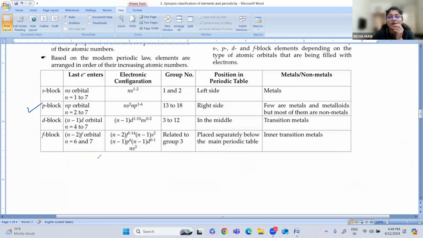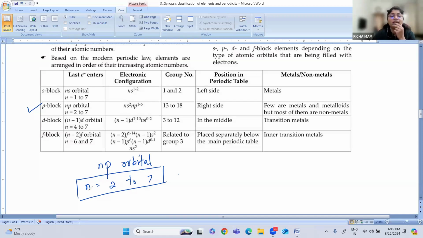P block means the last electron will enter into the p orbital, and p will start from n equals 2 to 7. Please note it down, very important. The p orbital starts from n equals 2 to 7. What is the electronic configuration of the p block? ns2 np1 to 6.